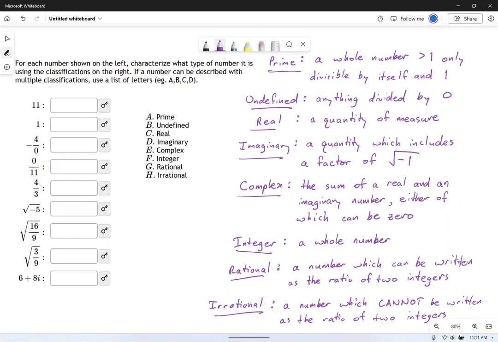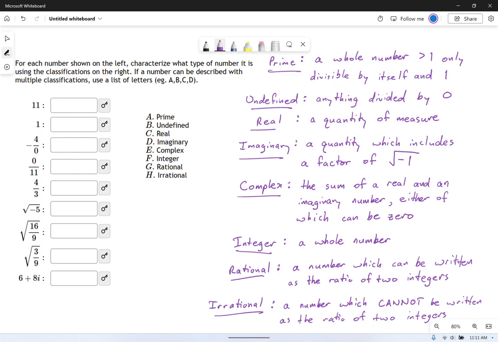One useful thing to know how to do in math is to classify numbers into certain types of categories: prime, undefined, real, imaginary, and so on. That will definitely come up if you're taking a standardized math test or anything that's measuring your knowledge of high school, junior high algebra.